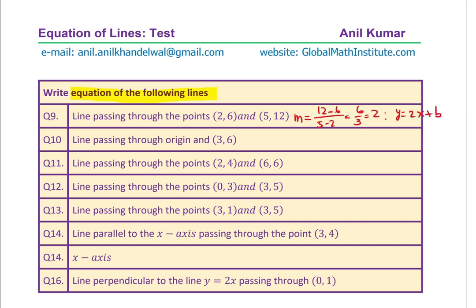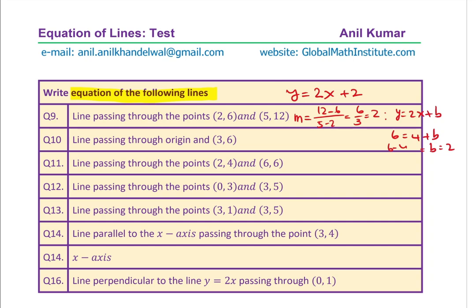Now we have to find the value of b, the y-intercept. To find that value, you can take (2, 6) as one of the points. So I'll put 6 here and 2 there. So we get 4 plus b, and clearly b is equal to 6 minus 4, which is equal to 2. And therefore, we can give this equation as y equals 2x plus 2, with a slope of 2 and a y-intercept of 2.